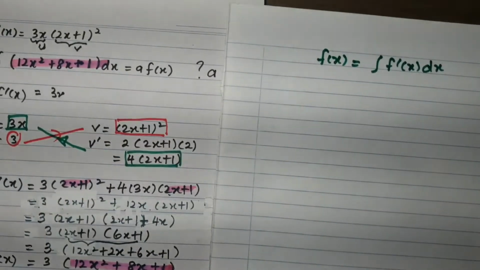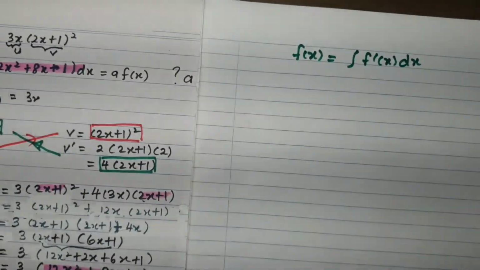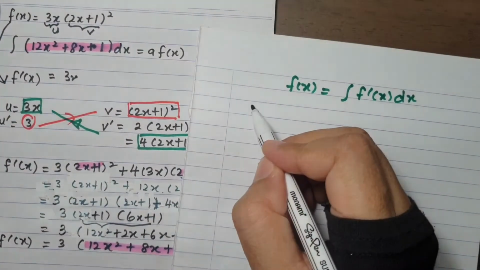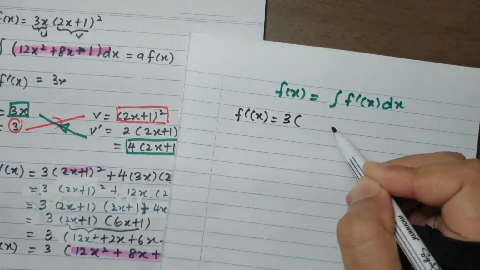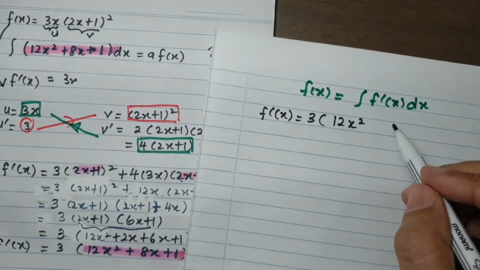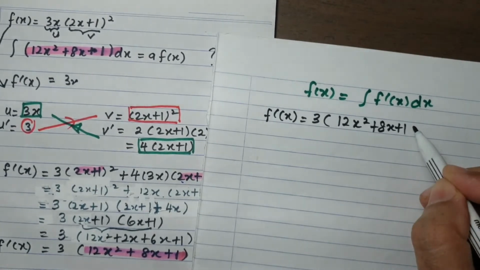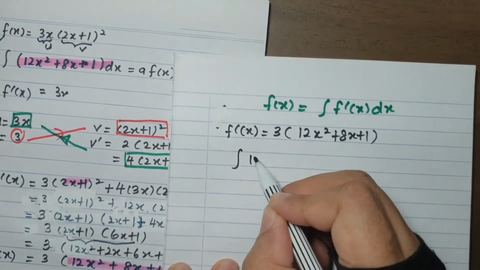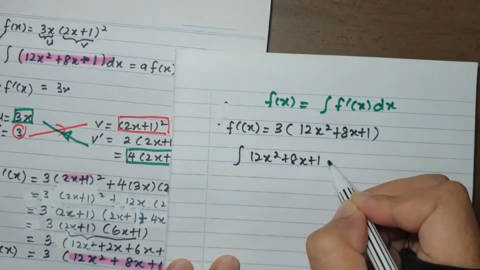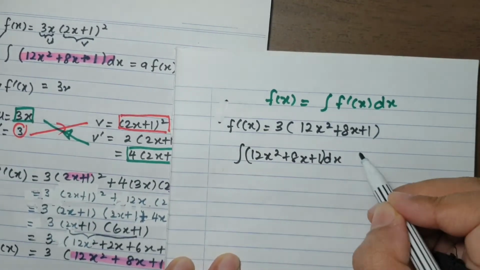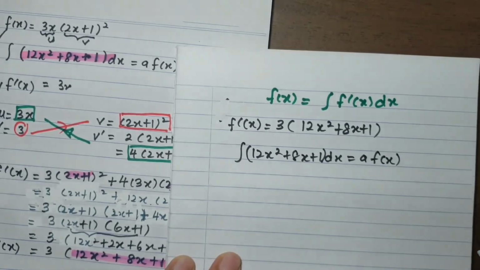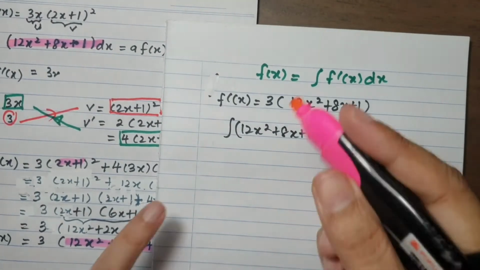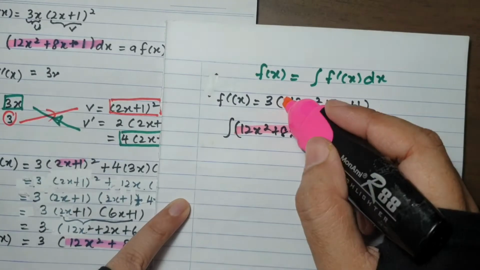Okay. So now, f prime x is 12x squared plus 8x plus 1, right? And the question asks you to integrate 12x squared plus 8x plus 1 dx equals a f x. Okay, where you understand this is a part of f prime x.